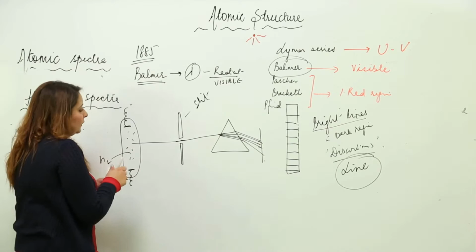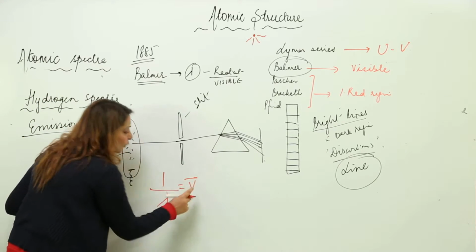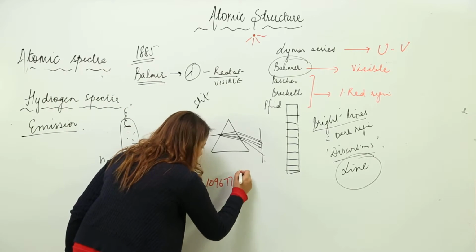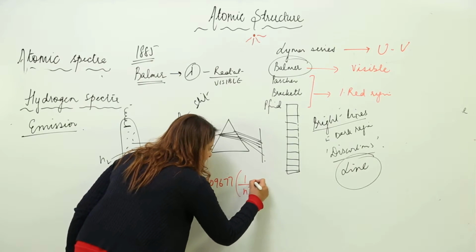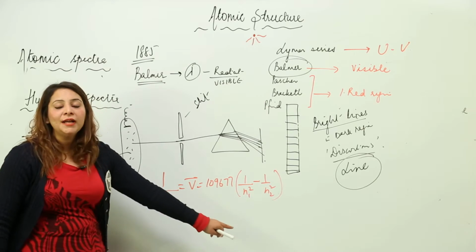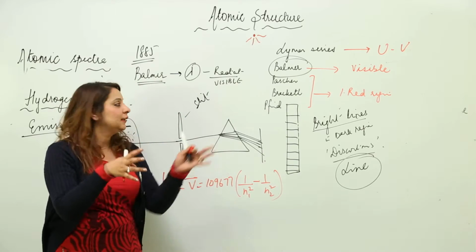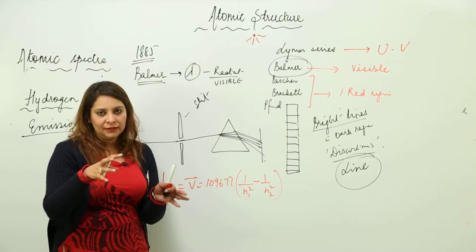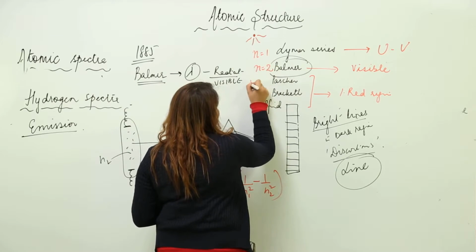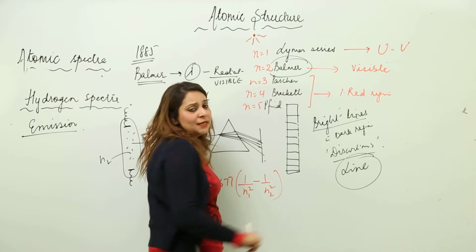And what was the formula? I am writing here: 1 over lambda, which is the wave number, is equal to 109677 times (1 over n1 square minus 1 over n2 square). In this, n1 is fixed because it was for the Balmer series. We classify these series according to the n, that is the occurrence. We say Lyman is 1, Balmer is 2, Paschen is 3, Brackett is 4 and Pfund is 5.